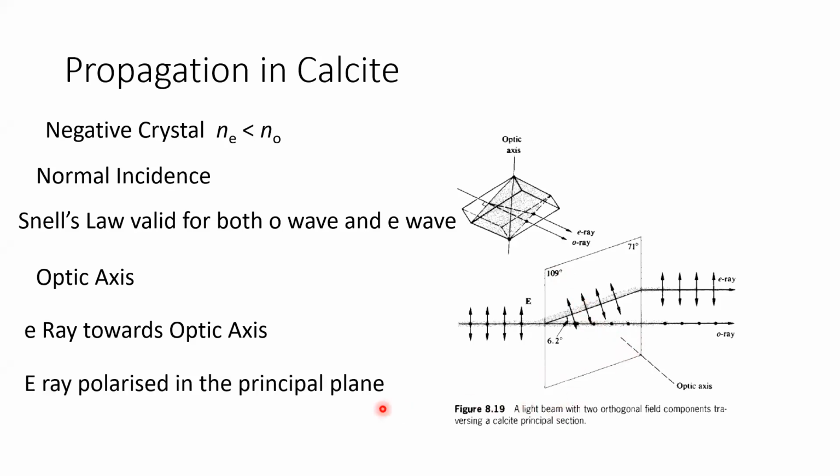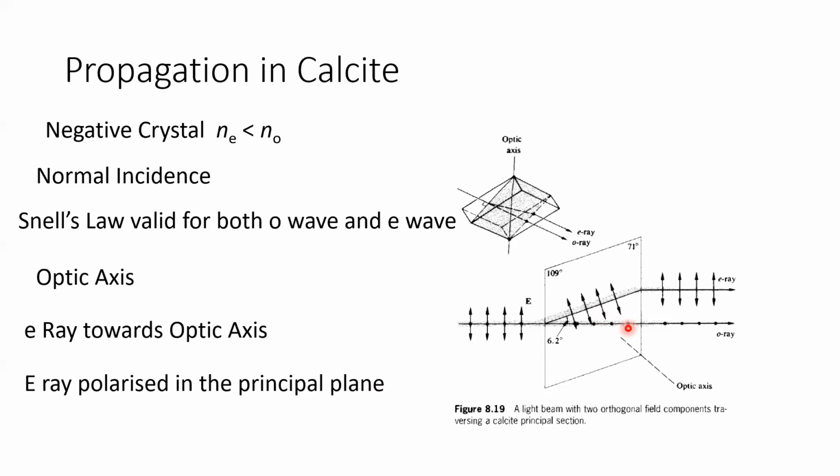And this E ray is polarized. So we have these two different rays shown here. The O ray is perpendicular to the principal plane. Principal plane, remember, is defined by the optic axis and the K vector. Okay? And the K vector is here, the optic axis is there, and the polarization of the O ray is perpendicular to that.